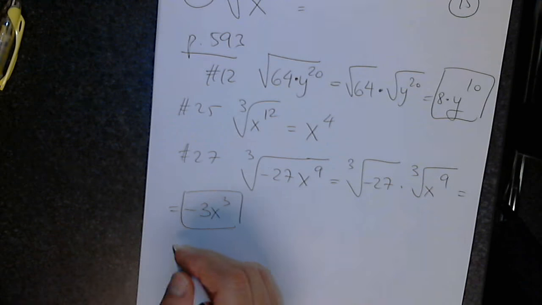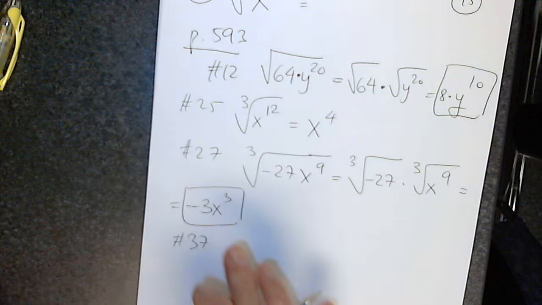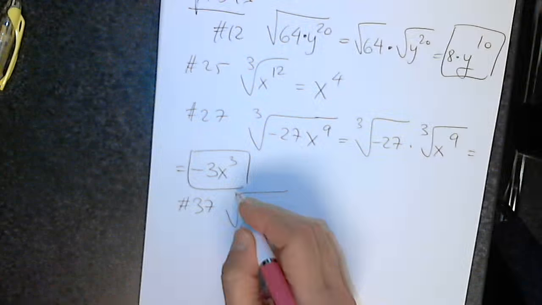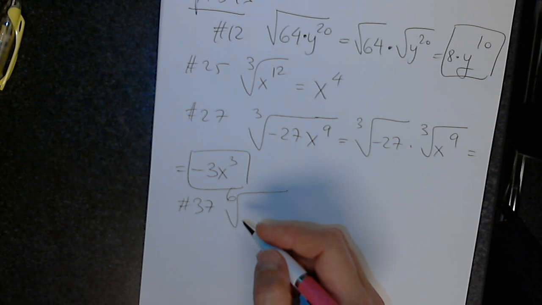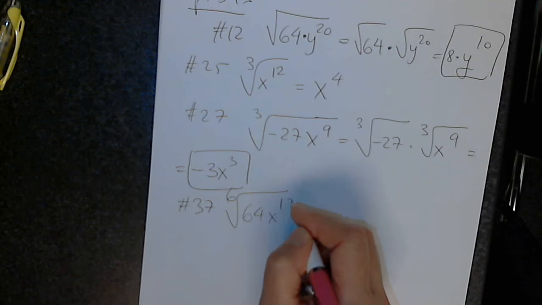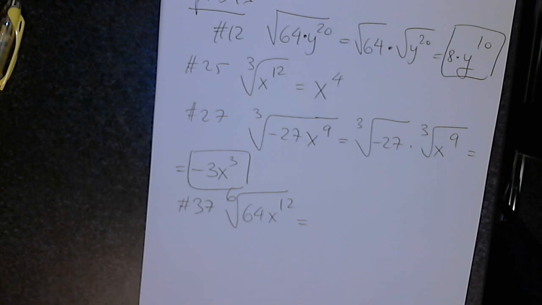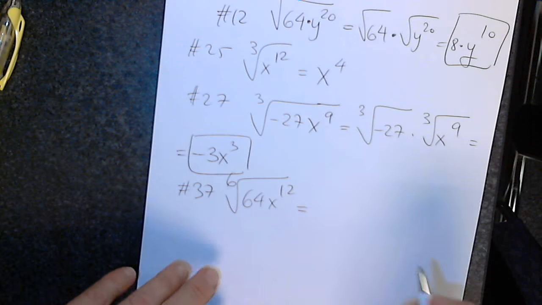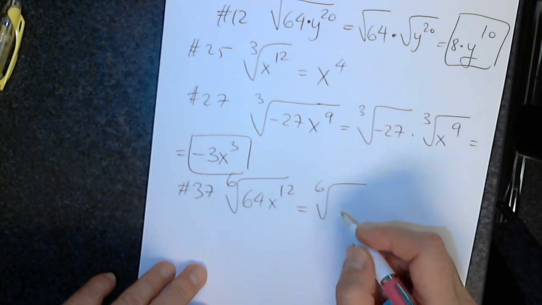What about 37? And then I'll come back to number 5. The 6th root of 64x to the 12th. The same idea. First, I see it's a product. I'm allowed to split it.